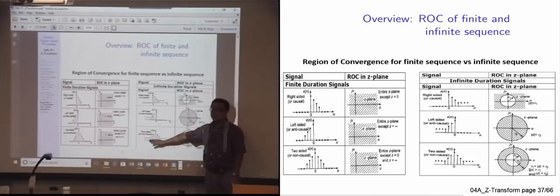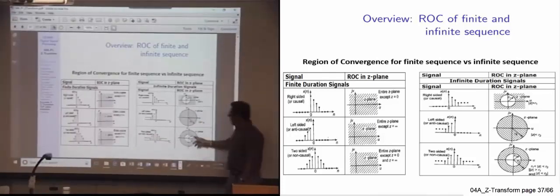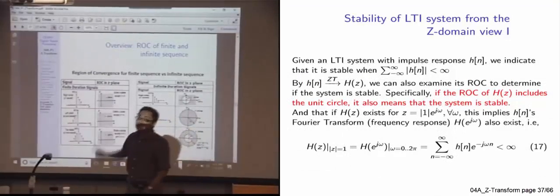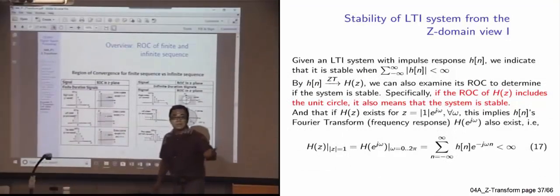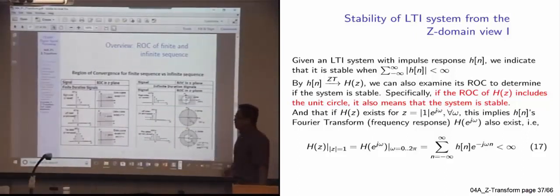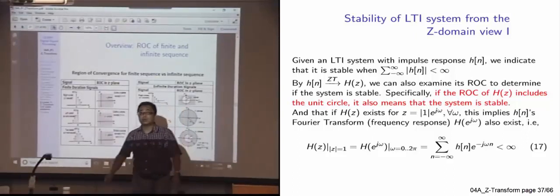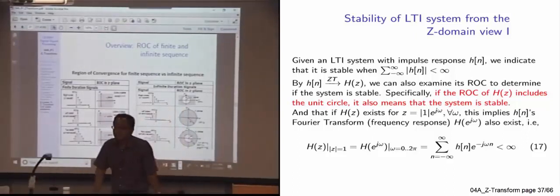If the sequence is both right-hand side and left-hand side, then one of them will be outside and one of them will be inside. We hope that this region of convergence also includes the unit circle. Because when the region of convergence includes the unit circle, the system is stable. So if this is h of n, this guy is always stable. Finite impulse response is always stable. That's why we love finite impulse response filters. Always stable, never blow up in our face.